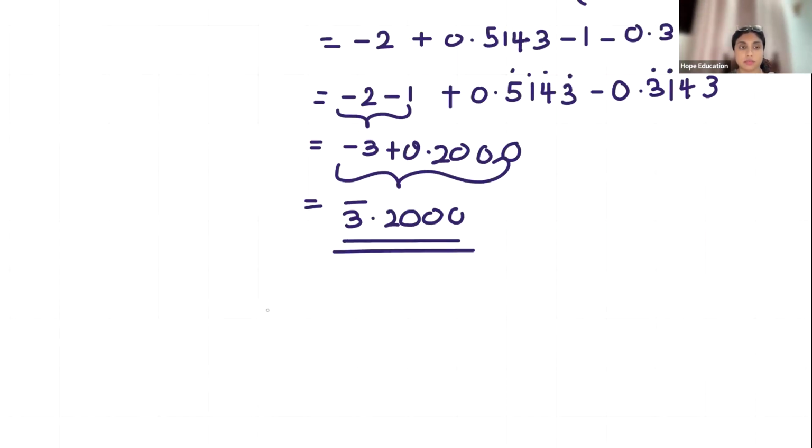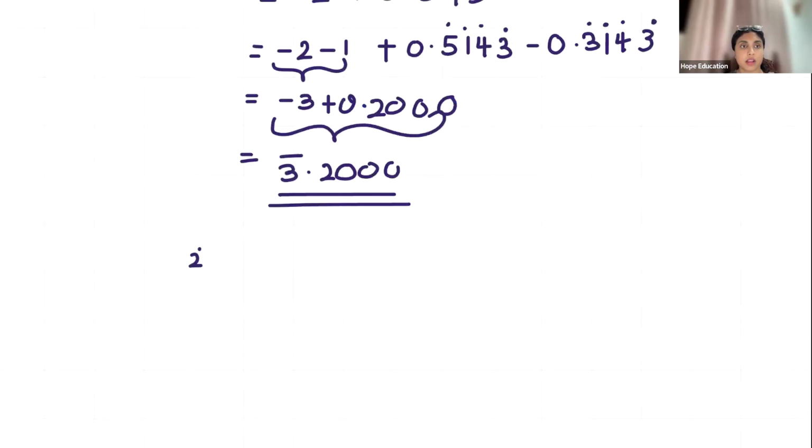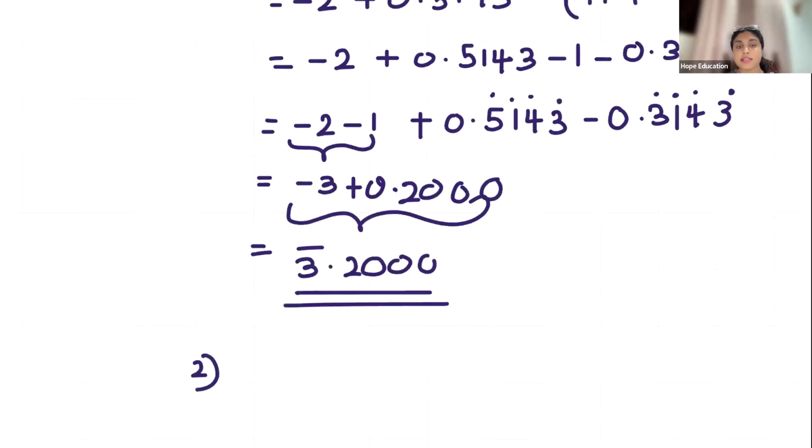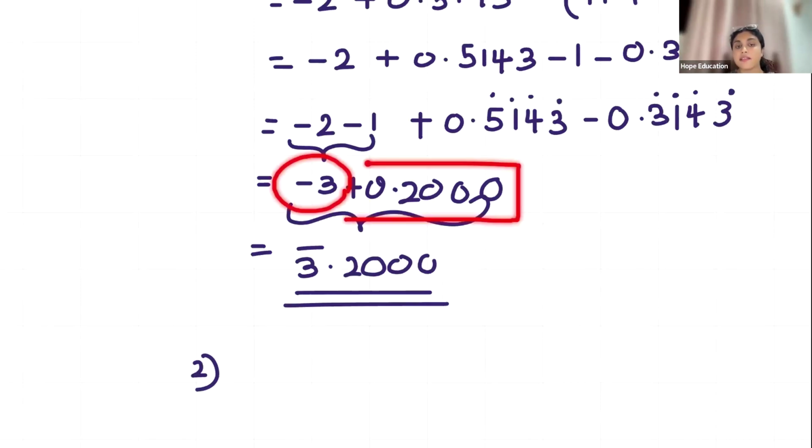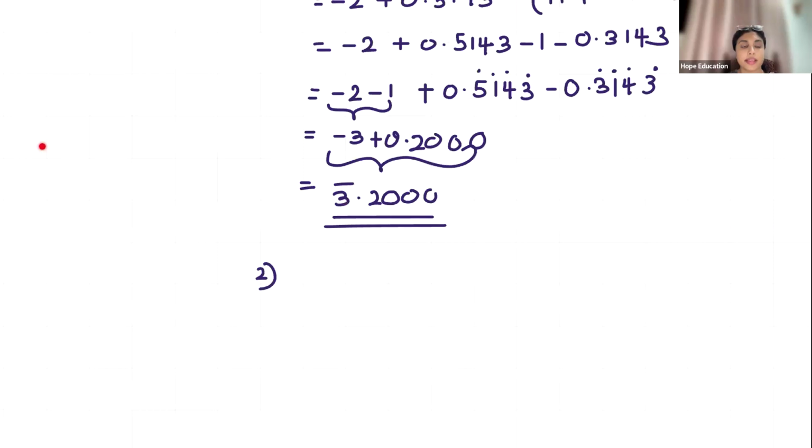Example 2. Lamai, in the final answer the characteristic is minus and the mantissa is plus, so you can directly combine them and write it. Okay. Let's look at the next one.